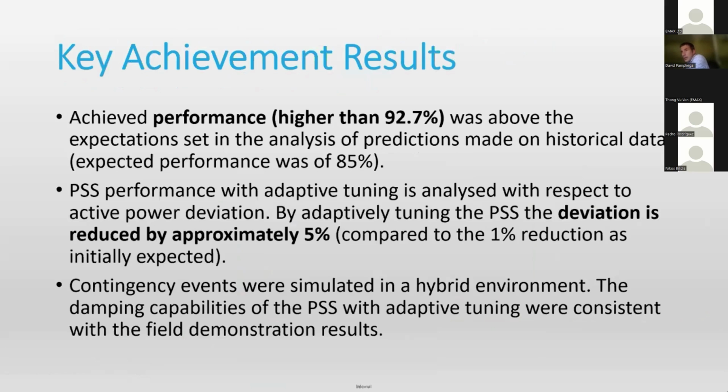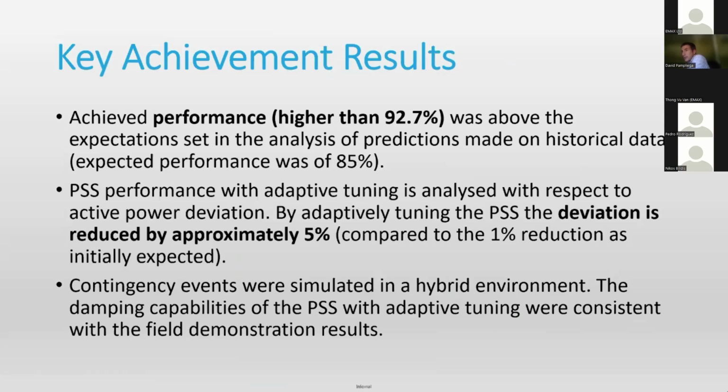Just to mention a few key achievement results. We have achieved a performance higher than 92%. That was above the initial expectations, because normally when we define the expectations, we made use of historical data. So we were expecting a performance of about 85%. So finally, when we were able to deploy the system and test with real-time data and actual data coming from the field, it was possible to exceed the performance.